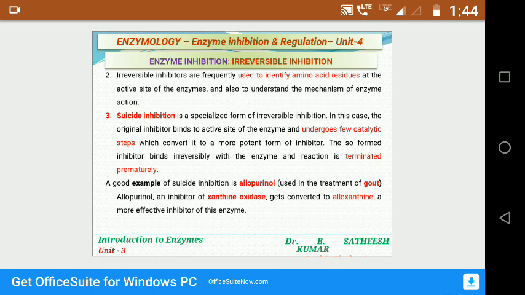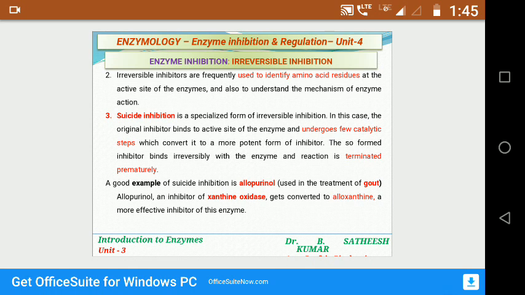So alloxanthine is the dead end for the xanthine oxidase. Xanthine oxidase can no longer carry out the reaction process to form uric acid. It cannot form uric acid from allopurinol. Allopurinol will be converted to alloxanthine only, not uric acid, because it is an inhibitor. It is not the actual substrate for the xanthine oxidase.